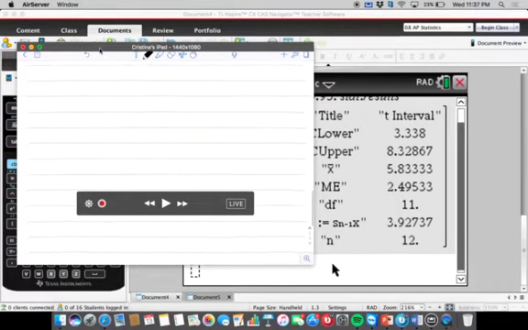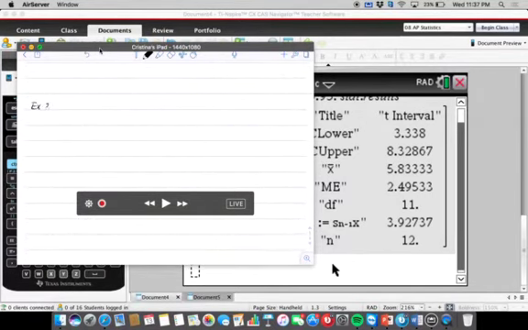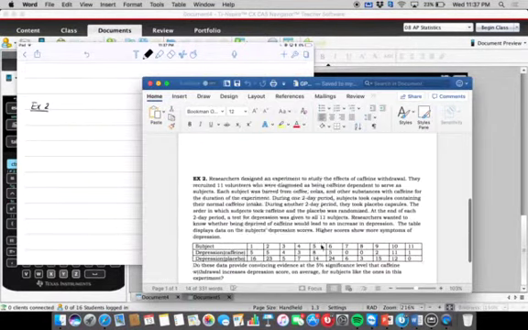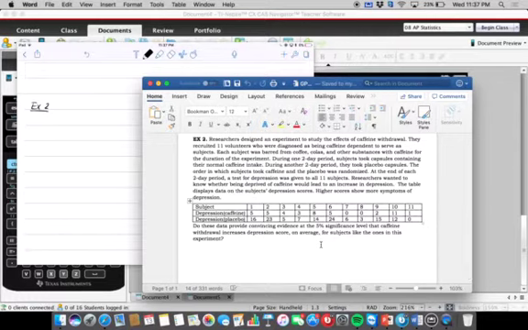Now let's go ahead and look at an example for hypothesis testing. This is example 2. It says researchers designed an experiment to study the effects of caffeine withdrawal. They recruited 11 volunteers who were diagnosed as being caffeine dependent to serve as subjects. Each subject was barred from coffee, colas, and other substances with caffeine for the duration of the experiment. During one 2-day period, the subjects took capsules containing their normal caffeine intake. During another 2-day period, they took placebo capsules.